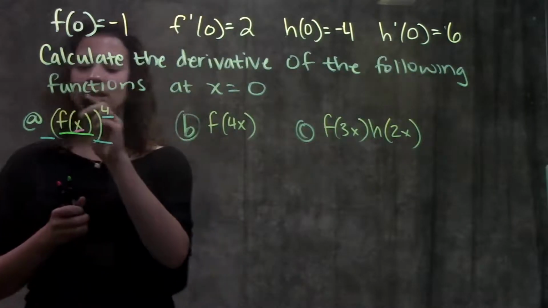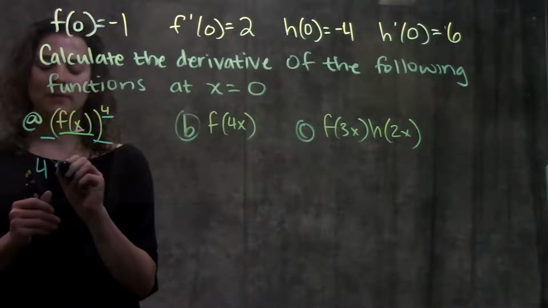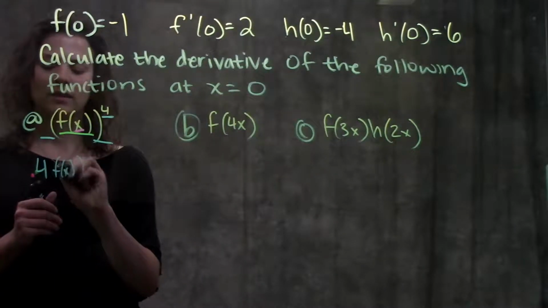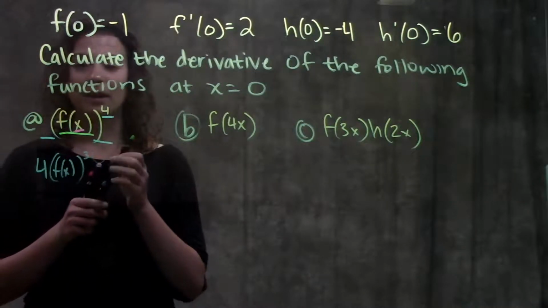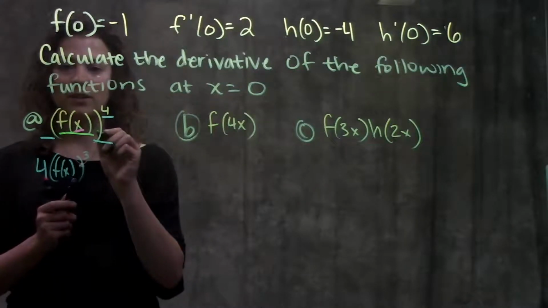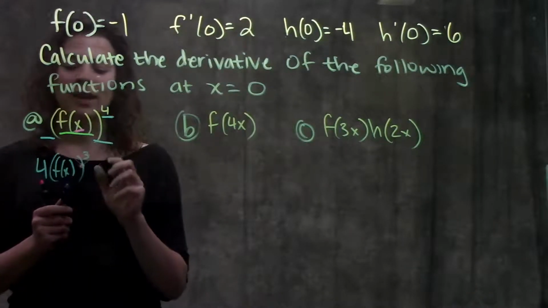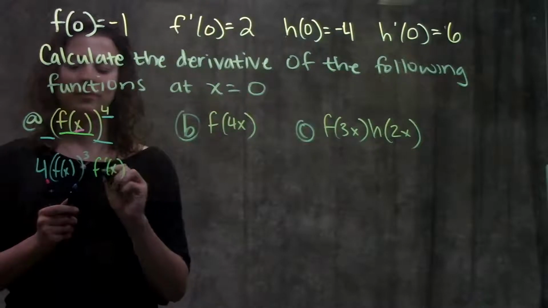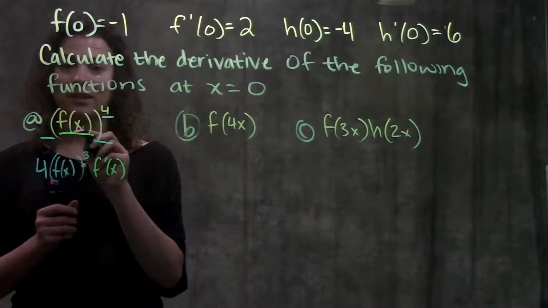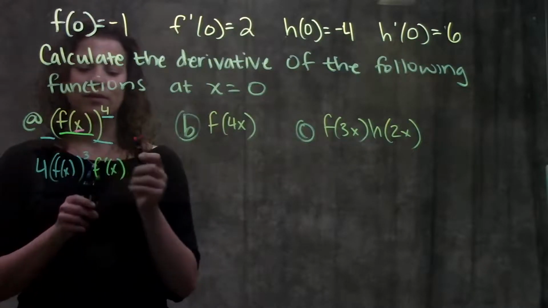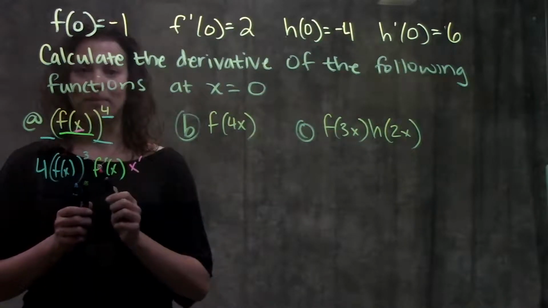To find that derivative, I just bring my exponent down, and it becomes 4 times f of x raised to the 3rd. Subtract 1 from the exponent. Now I'm going to multiply that by this inside function's derivative. The derivative of f of x is just f prime of x. And now I multiply that by the derivative of the innermost function. The derivative of x, I'll just say, is x prime.